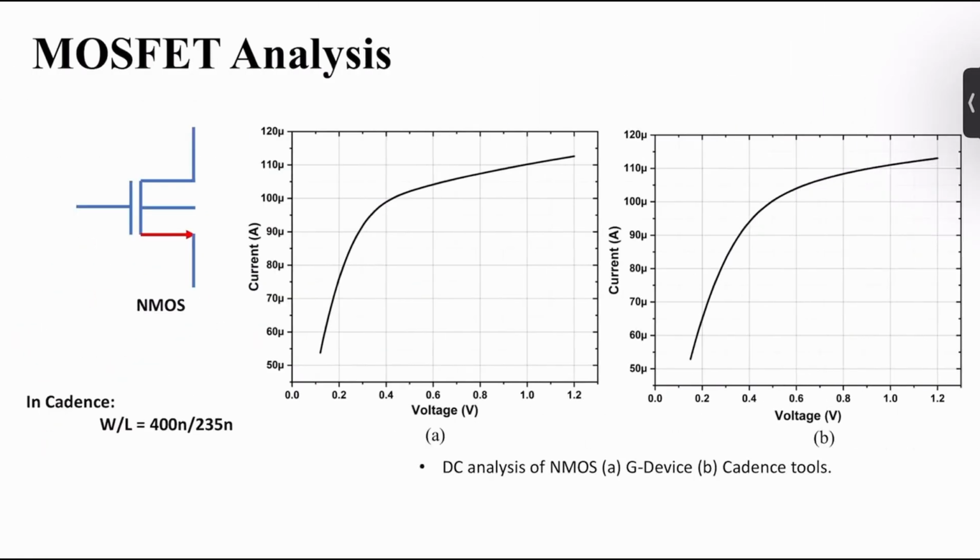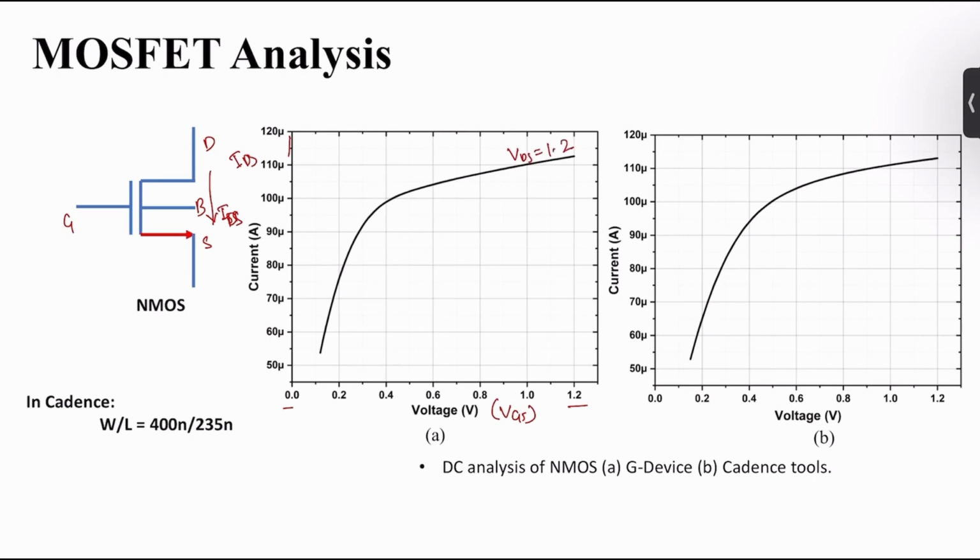So now coming to the MOSFET analysis. This is the NMOS: this is drain, this is source, this is gate, and this is body. The x-axis is VGS and the y-axis is the current IDS, the current flowing through the device. I took VGS from 0.0 to 1.2, doing a DC sweep from 0.0 to 1.2, with VDS constant at 1.2.